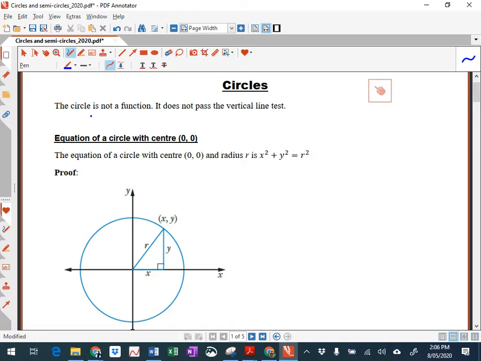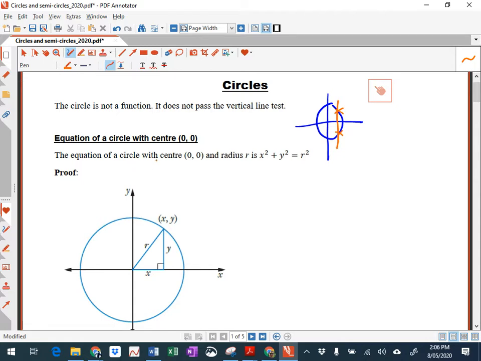And we know that if I draw a vertical line on any circle, let's draw a circle there. You can put your axes in there as well. If I draw a vertical line, let's do a different color, a vertical line anywhere you like, you're always going to get a line which has two intersection points with a circle. And therefore it fails the vertical line test, therefore it's not a function.